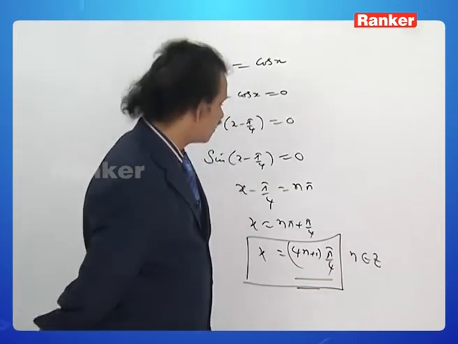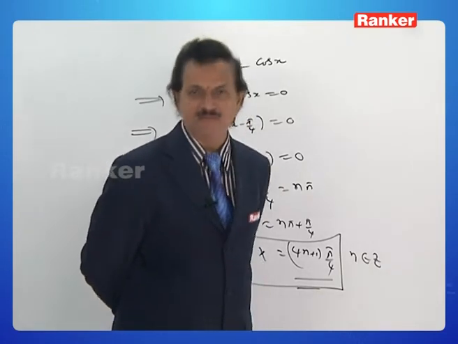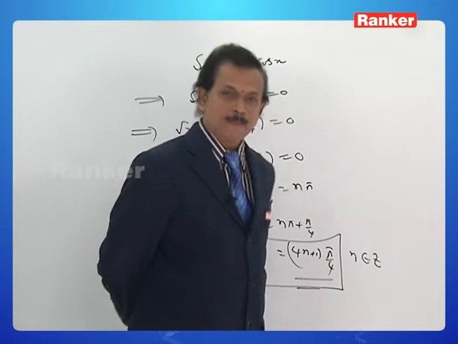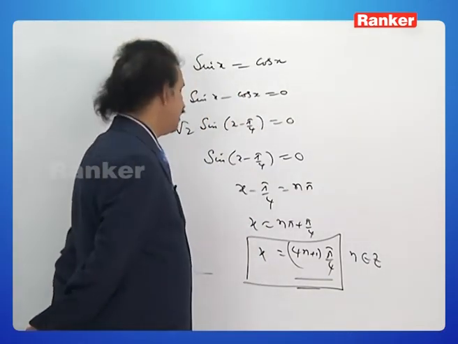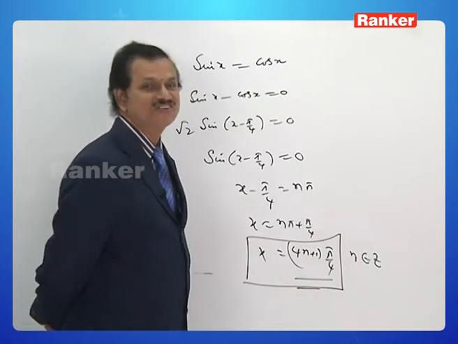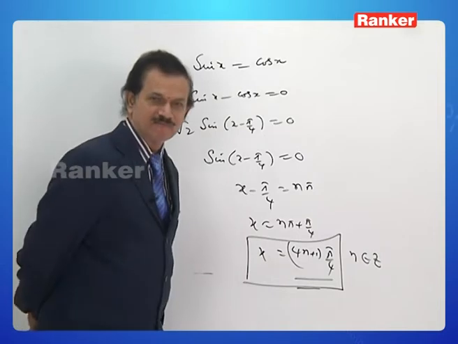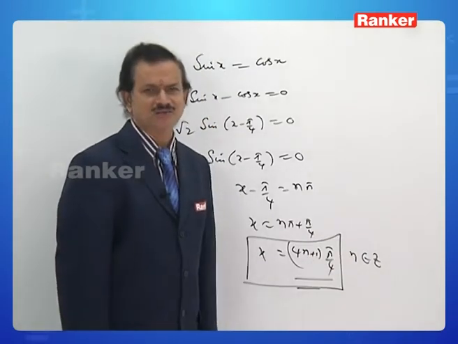X is equal to 4n plus 1 into pi by 4. When can sin x be equal to cos x? When x is equal to 4n plus 1 into pi by 4 or n pi plus pi by 4. Isn't it? That's it. This is the use of those two formulas. And moreover, there are so many usages for that.